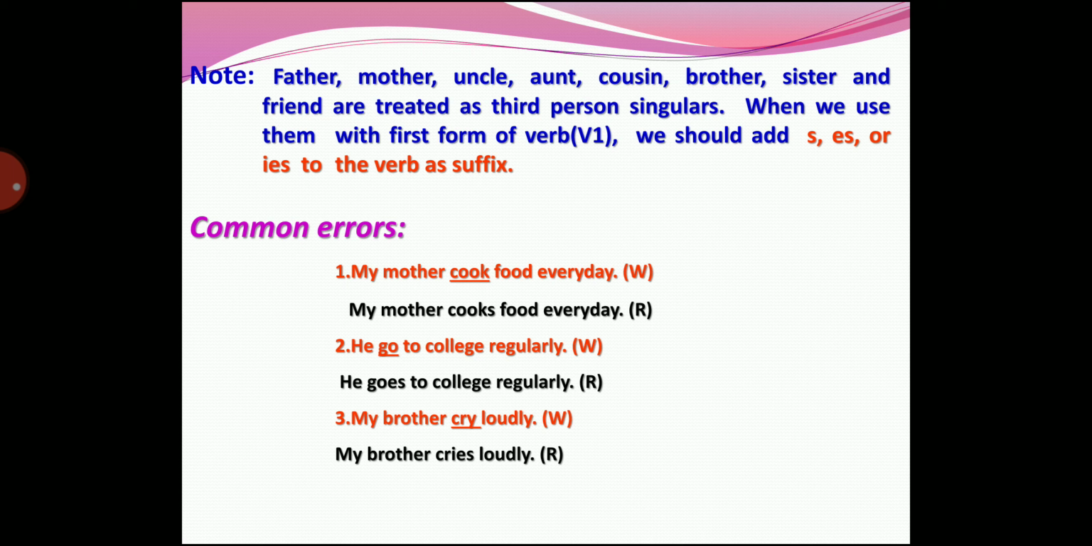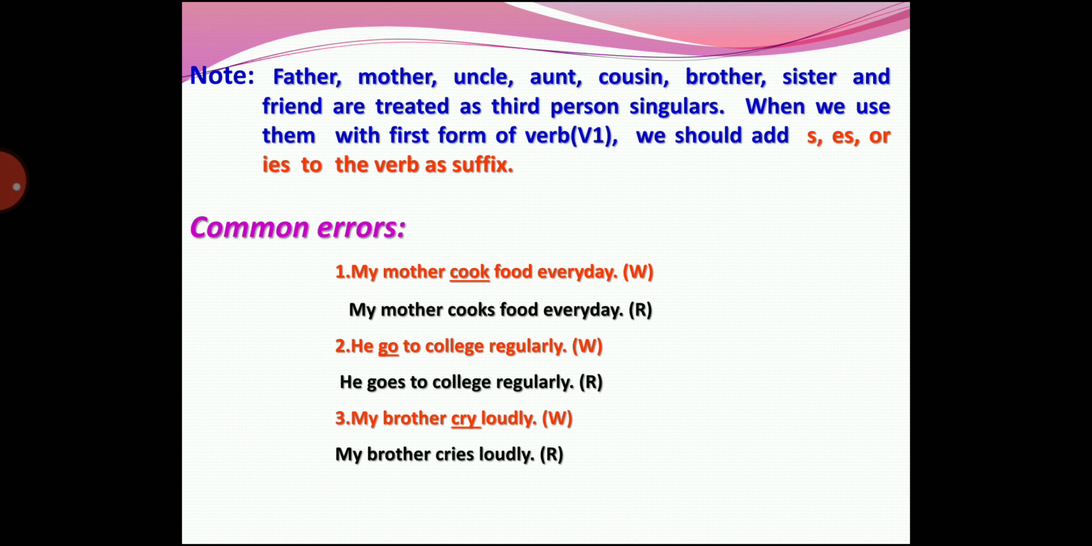For example, she sings a song. So here as a suffix s is used for the V1 form. He goes to college regularly. Es. Now the baby cries loudly. IES. So I have given an example how to add a suffix based on the verb.